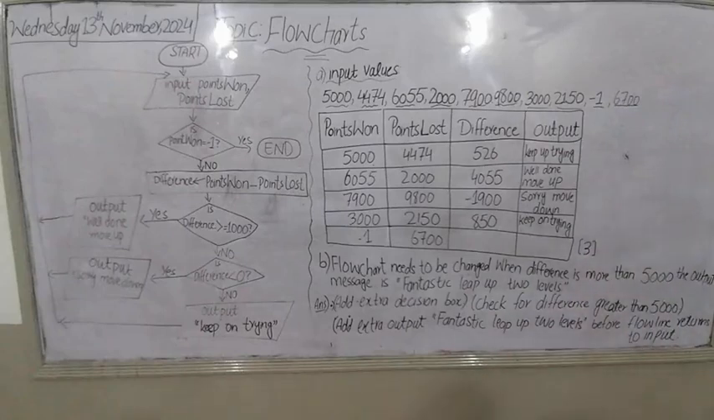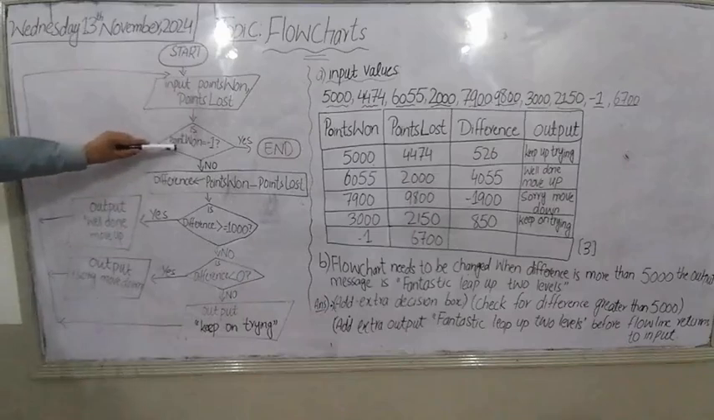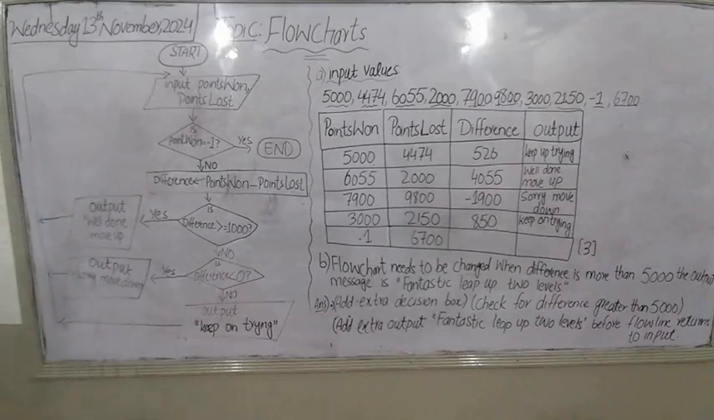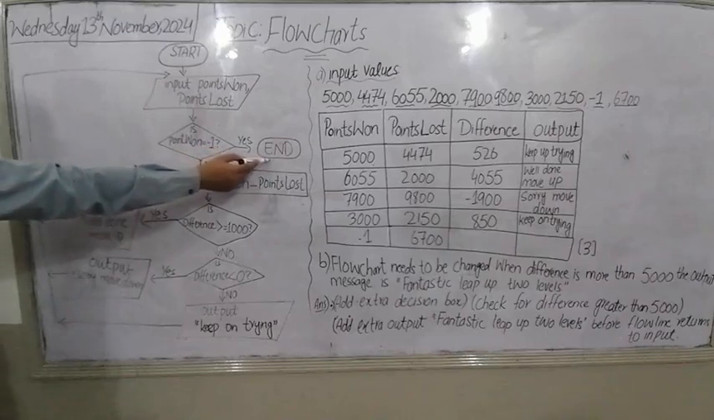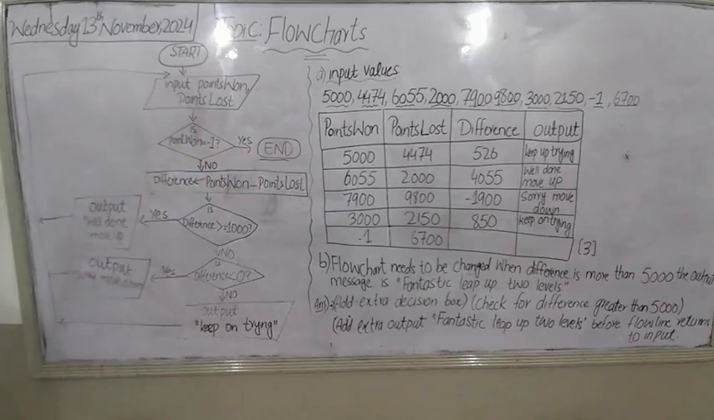So what happens when we have inserted the value minus 1 in the variable called points 1? When the algorithm checks this condition, is points 1 equal to minus 1? Yes, it is equal to minus 1. So we'll straight away move towards the last step, that is END. It means our algorithm will end at this step.